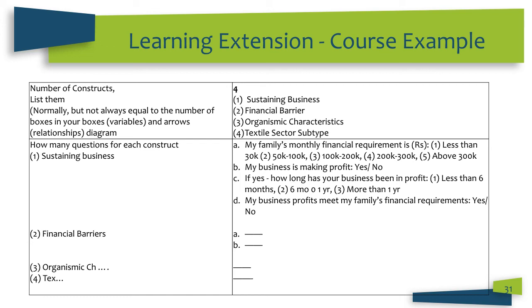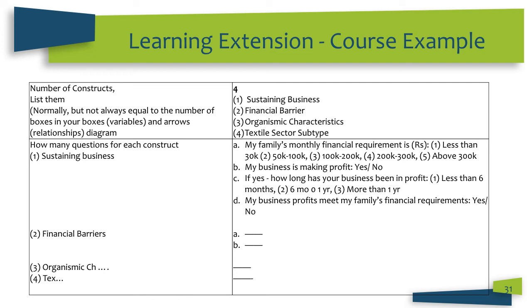In my case, for the first construct, sustaining business, I've decided to ask 4 questions. The first one is, my family's monthly financial requirement is, then the respondent gets 5 options. One is less than 50,000. The second option is 50,000 to 100,000. The third option is 100,000 to 200,000. The fourth option is 200 to 300,000. And the fifth option is above 300,000. This is question number 1 of construct number 1. The question number 2 of construct number 1 is, my business is making profit. The options are yes, no.